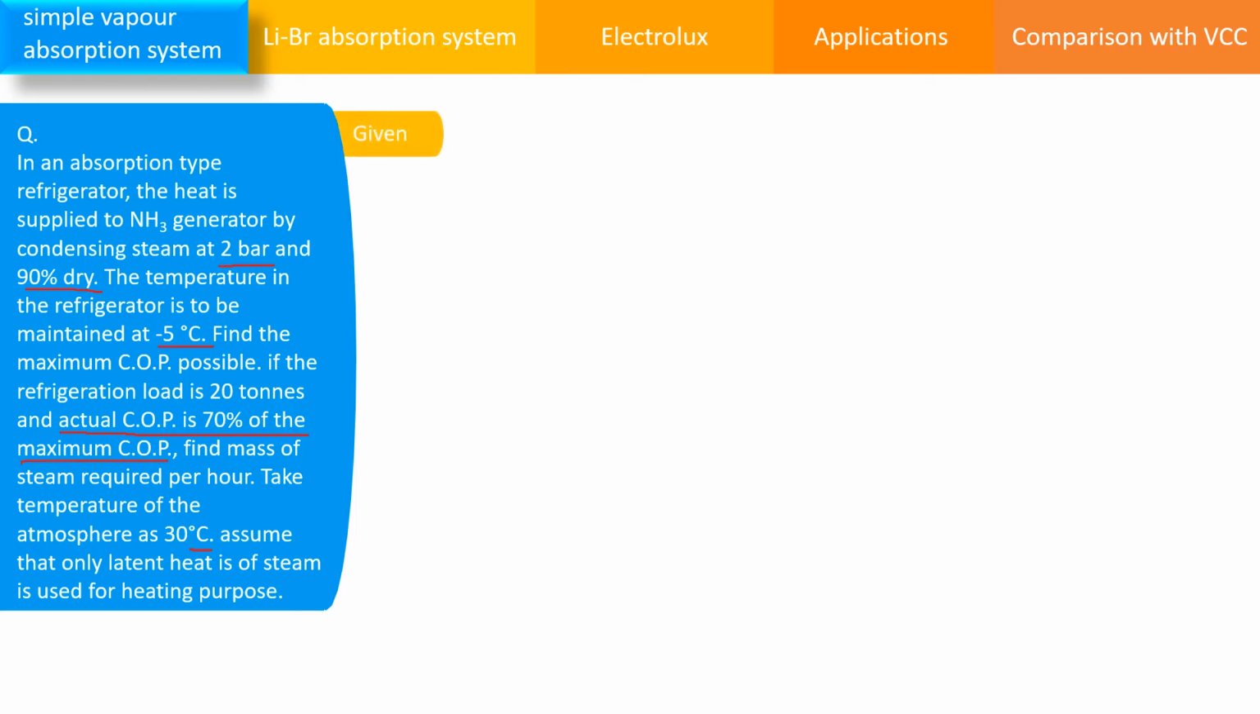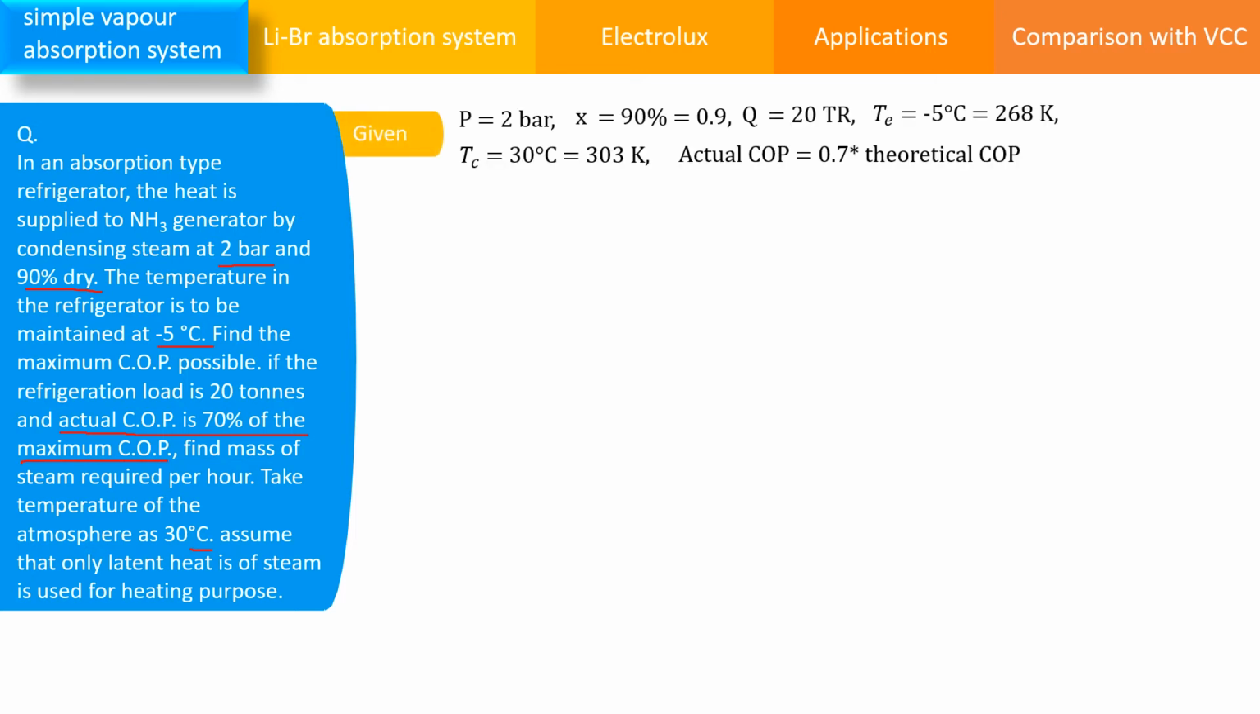So let us write the given data of this system. Pressure is 2 bar, X, that is dryness fraction, is 90%, which is 0.9. Q is 20 TR, the required refrigeration effect. TE, the temperature in the evaporator, is -5 degrees Celsius, obviously converted to Kelvin. Then the temperature of the condenser is maintained at 30 degrees Celsius, that is given, because the condenser rejects heat at atmospheric temperature. So the condenser temperature will be 30 degrees Celsius, in Kelvin 303. And one more factor is given: actual COP is 0.7 of the theoretical or maximum COP. This is also the maximum COP possible.